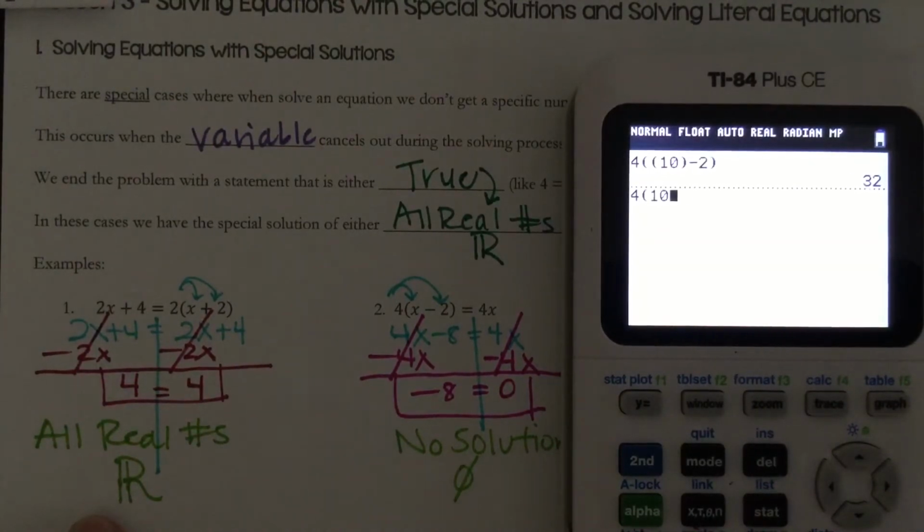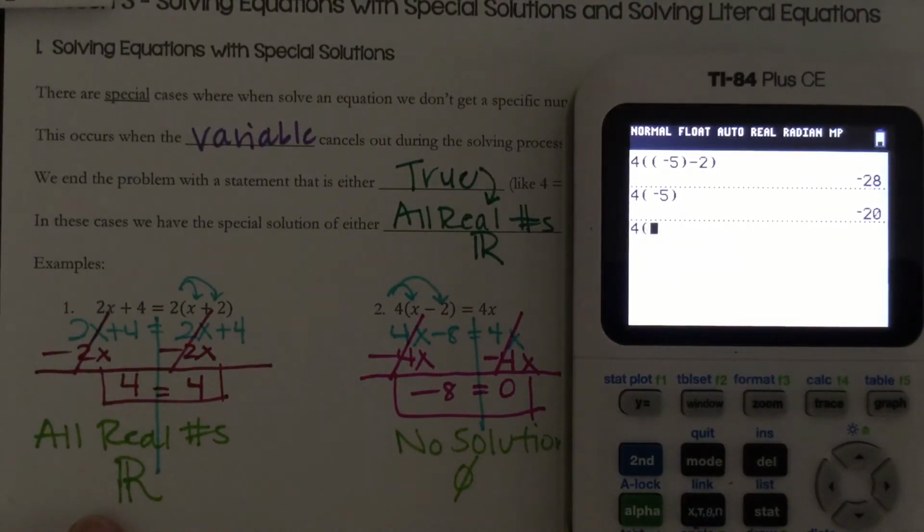On the right-hand side, 4 times 10 is 40. 32 and 40 are not equal to each other. All right, let's try a negative number. 4 times -5 minus 2 makes -28. On the right-hand side, 4 times -5 is -20. Again, they're not the same.